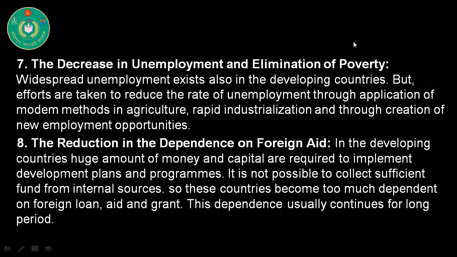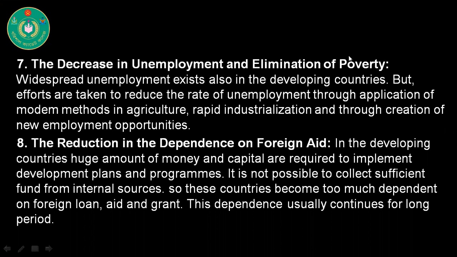Number 7, the decrease in unemployment and elimination of poverty. Widespread unemployment exists also in the developing countries, but efforts are taken to reduce the rate of unemployment through application of modern methods in agriculture, rapid industrialization, and through creation of new employment opportunities.